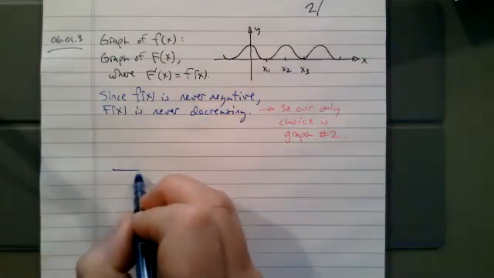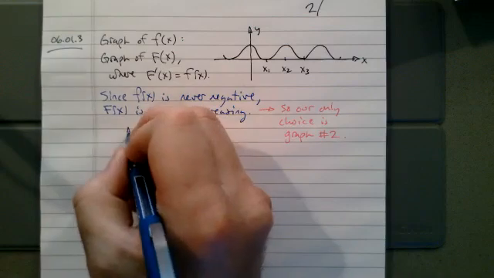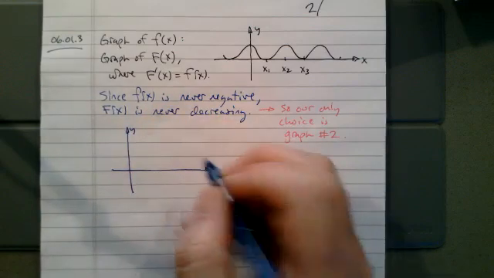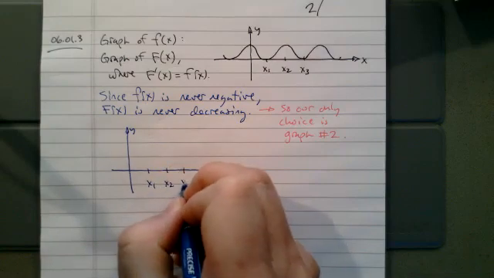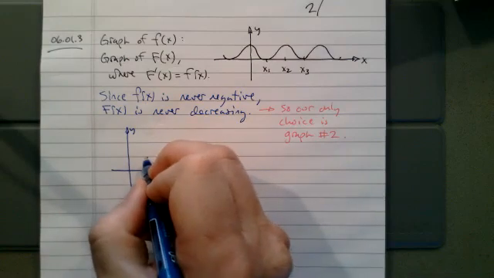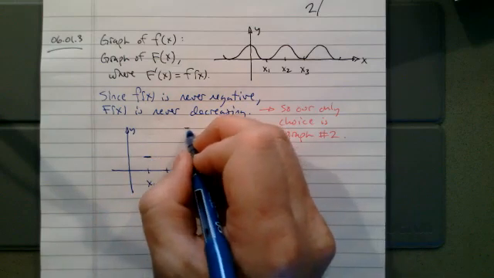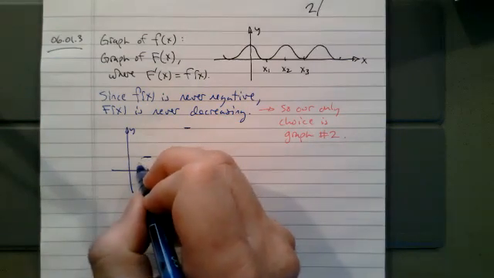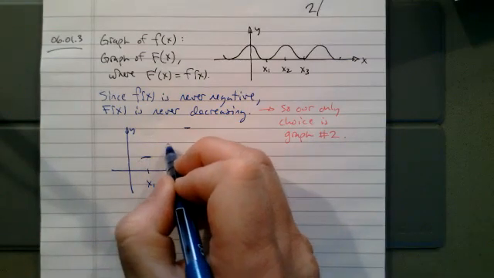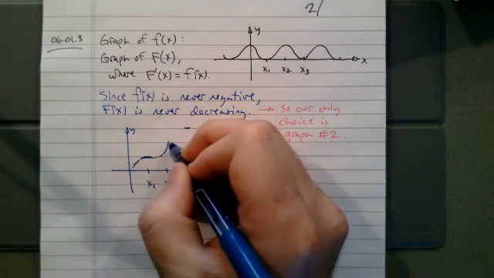So at least from x1 to x3, we should see the graph be flat at x1 and also flat at x3. The graph should always be increasing. It should be concave up before x2 because the derivative is increasing, and concave down after.